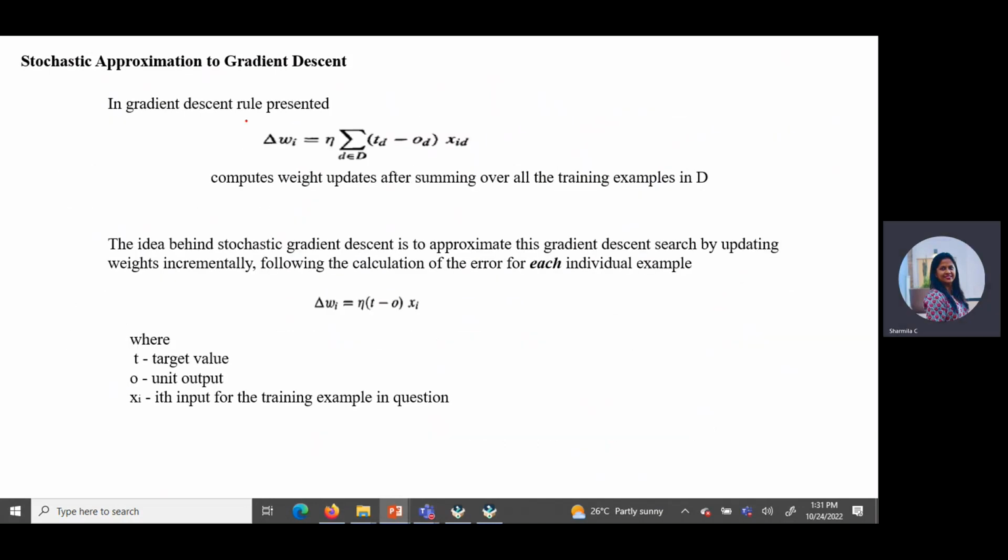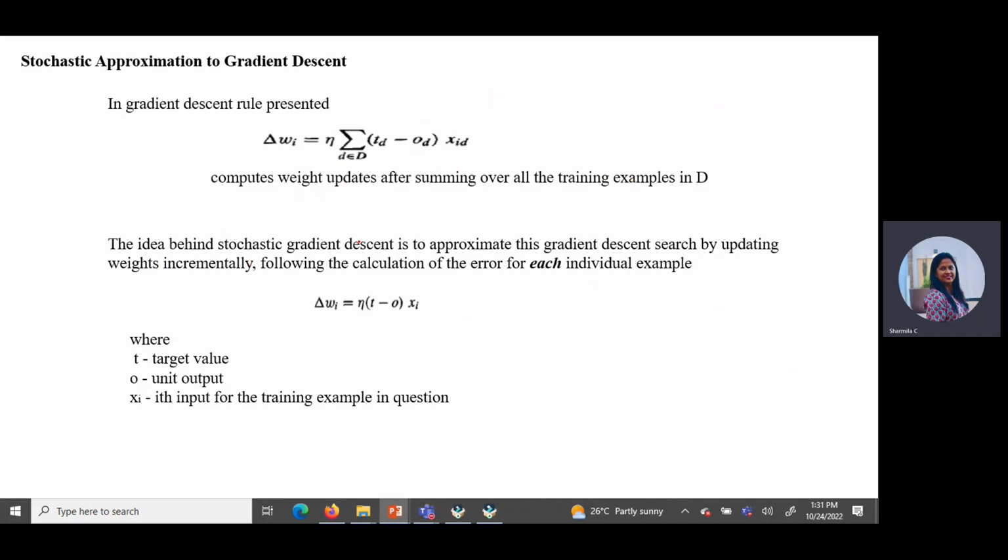In gradient descent, the rule is represented as delta Wi equals the learning rate times the sum over d belongs to D of (td minus od) times xdi. So this value is considered for all the training examples. The summation over all the training examples is calculated. It computes the weight updates after summing over all the training examples.